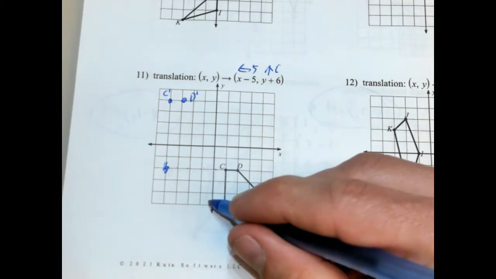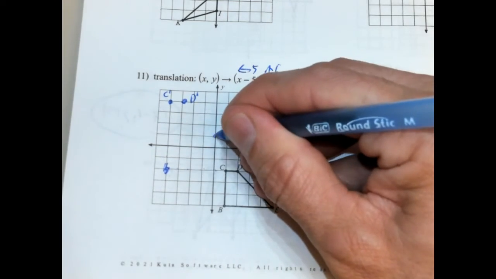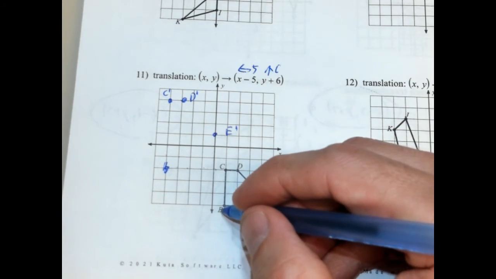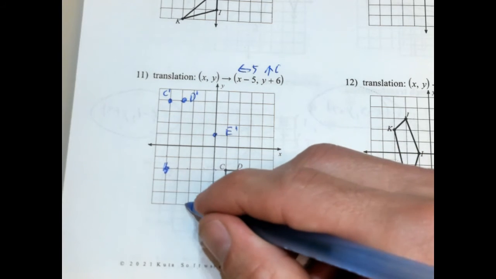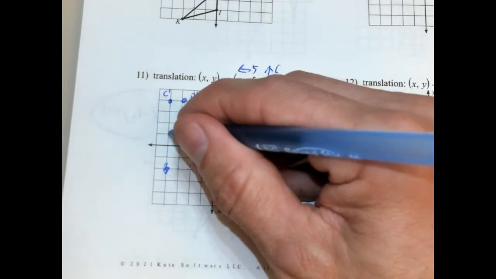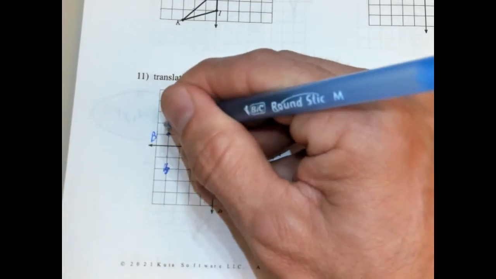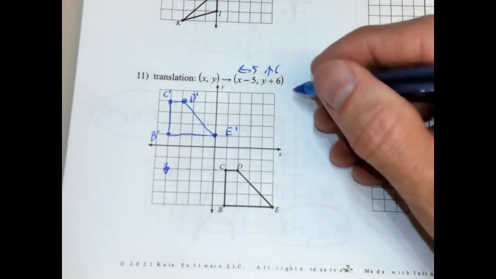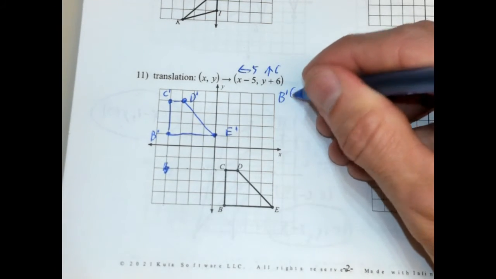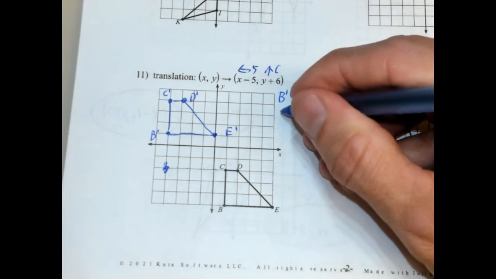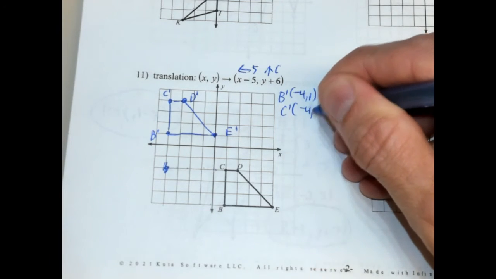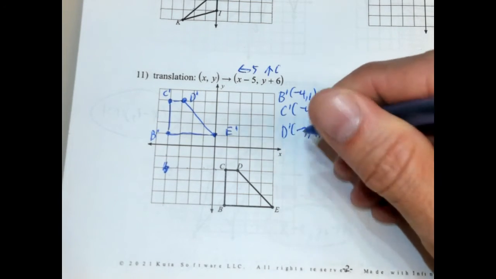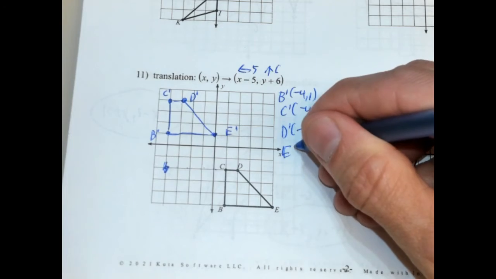Then left 5, up 6. That's E prime. Then left 5, 1, 2, 3, 4, 5. Then up 6. That's B prime. And that is a congruent figure, which it should be. So B prime is going to be negative 4, 1. C prime is going to be negative 4, positive 4. D prime is going to be negative 3, positive 4. And E prime is going to be 0, 1.